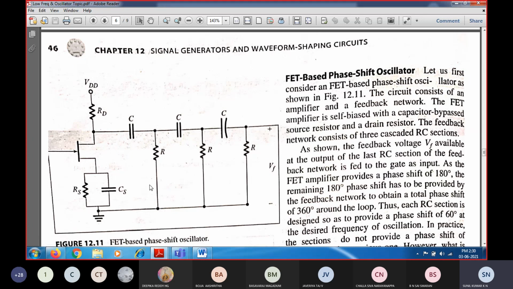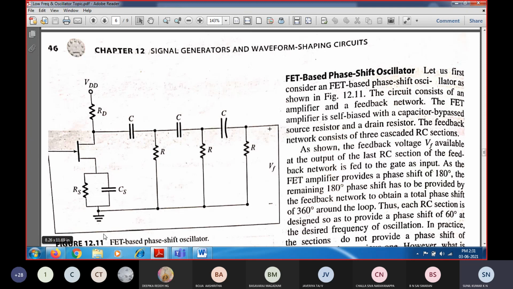In any type of oscillator circuit, we are going to have one amplifier followed by one feedback network. The amplifier is going to provide gain. The input signal will be amplified, and the output will be fed back to the input of the amplifier through the feedback network. This feedback network comprises R and C sections, which is nothing but an RC feedback network. Here you can see three RC sections connected in the feedback between the output and the input.